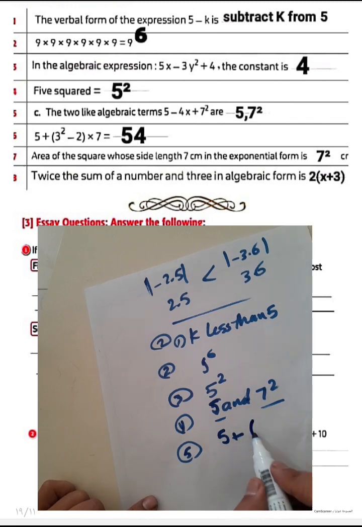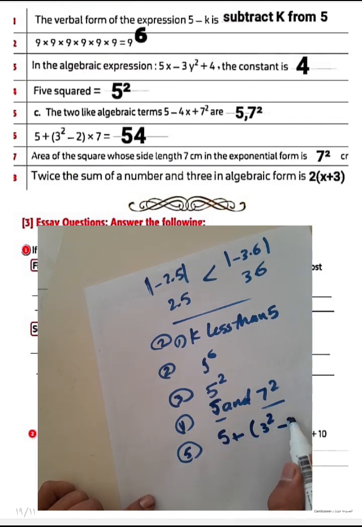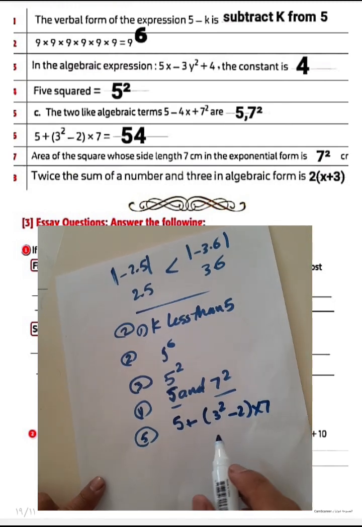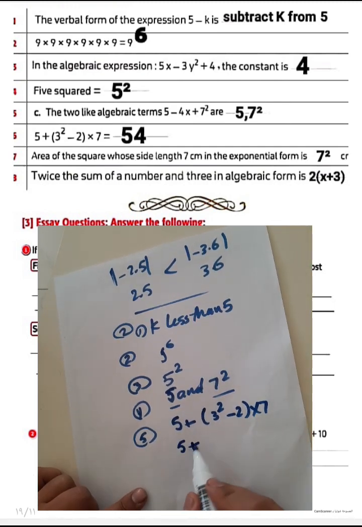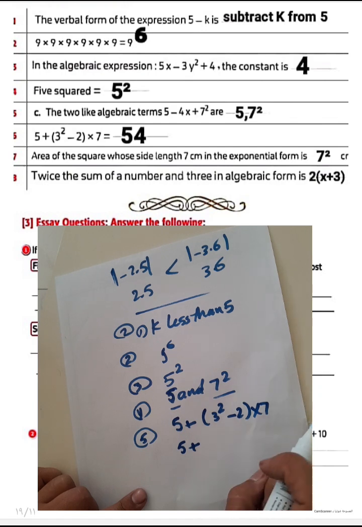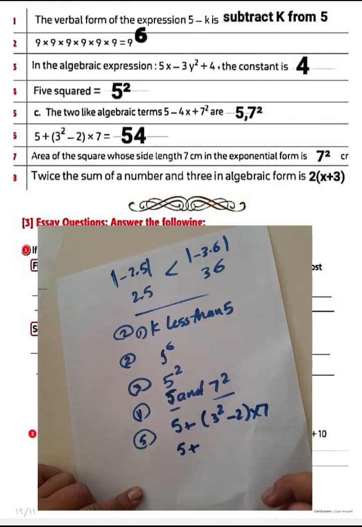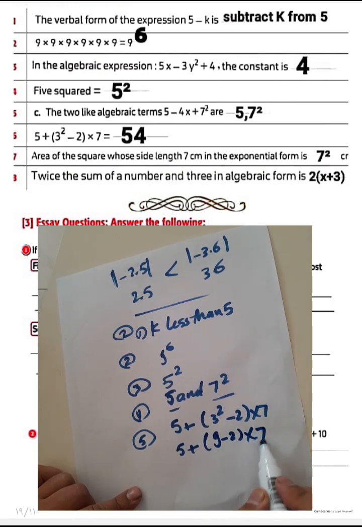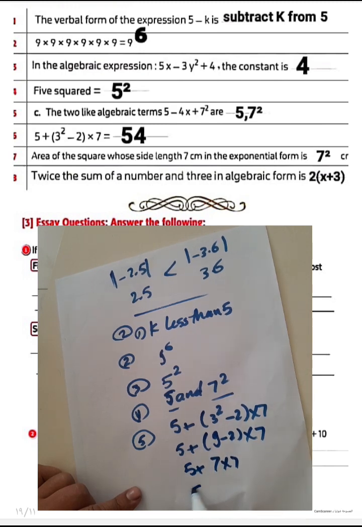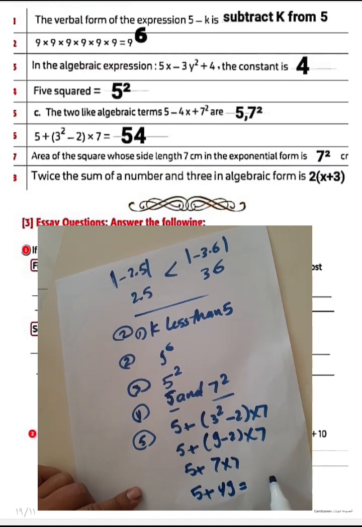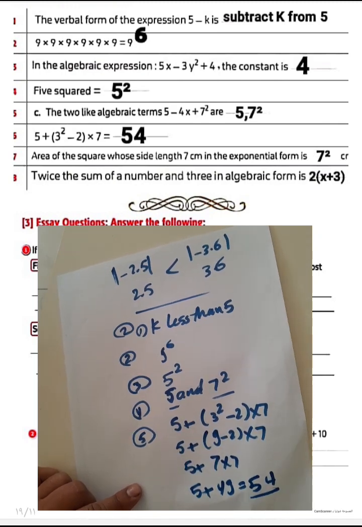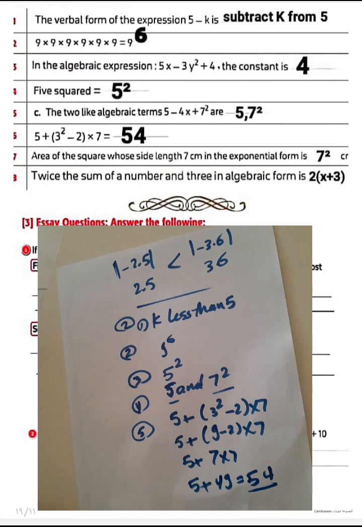Okay, 5 plus 3 power 2, subtract 2, multiplication by 7. We can find the result here. Parentheses first, exponent next, multiplication and division is the same step, addition and subtraction from left hand side to right hand side, first come, first served. 3 power 2 equals 9, minus 2 times 7. So 5 plus 9 minus 2 equals 12, and 7 times 7 equals 49. 9 plus 5 equals 14, write 4 and carry 1. 1 plus 4 equals 5. The result will be 54.